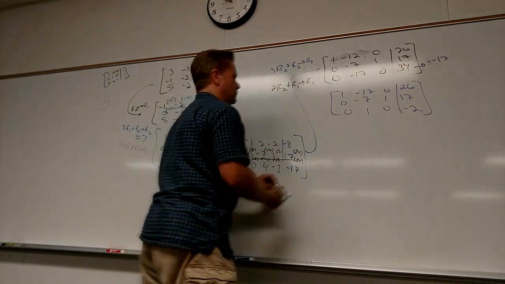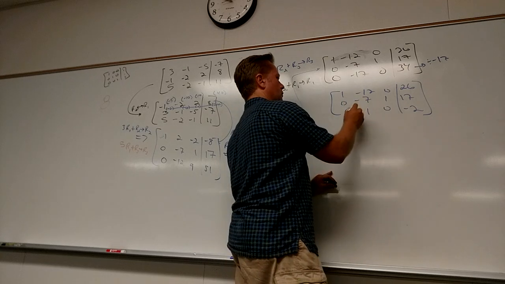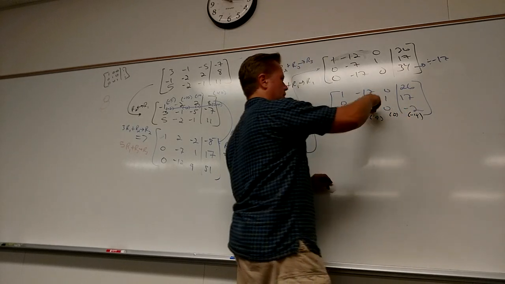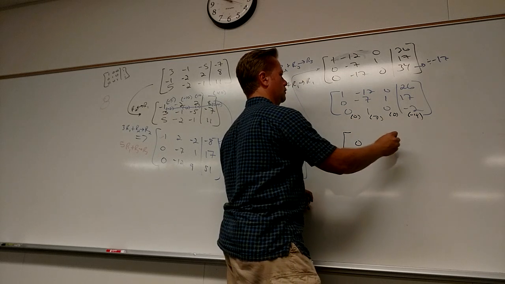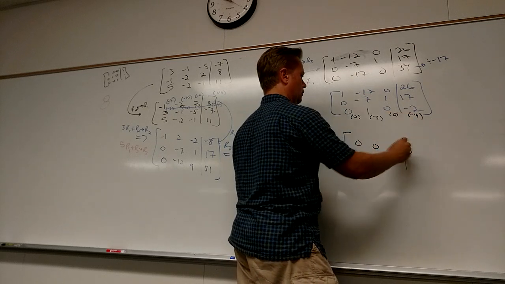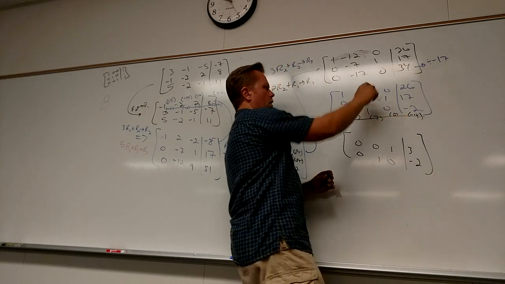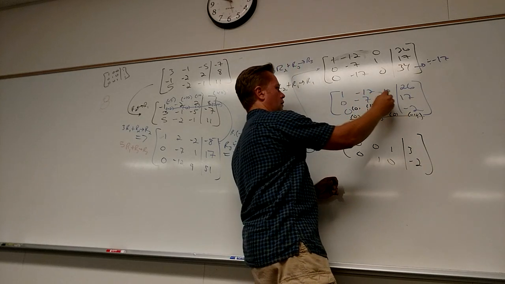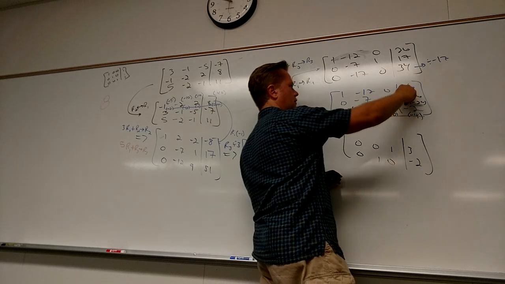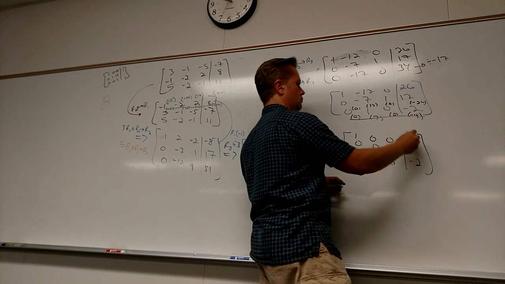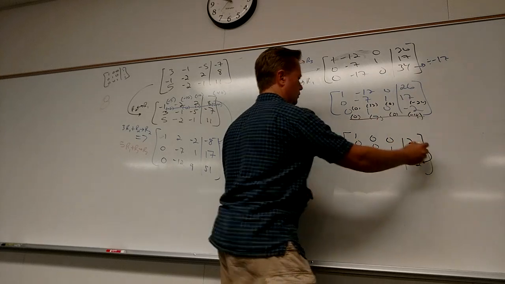I don't know if you guys see what I mean. If I multiply this by 7 and add it to this guy, I'll get 0, 0, 1, 3. If I multiply him by 12 and add it to this guy, I get 1, 0, 0, 2. And then I can just switch these around.